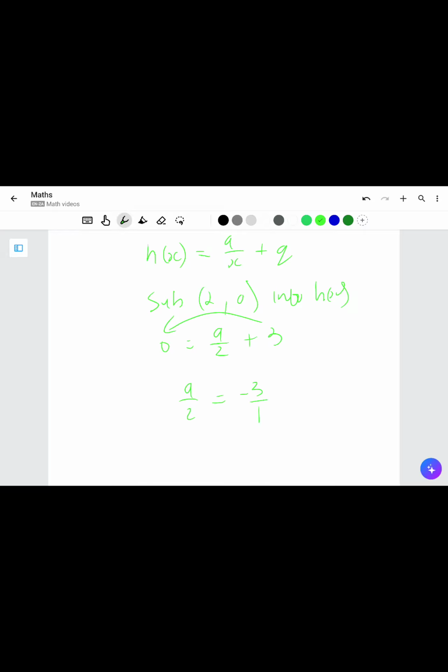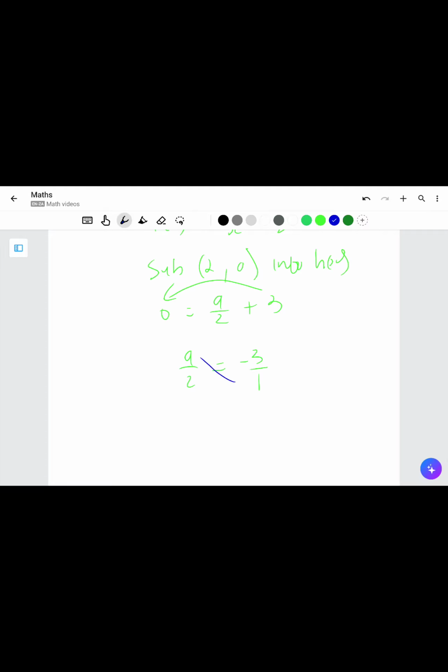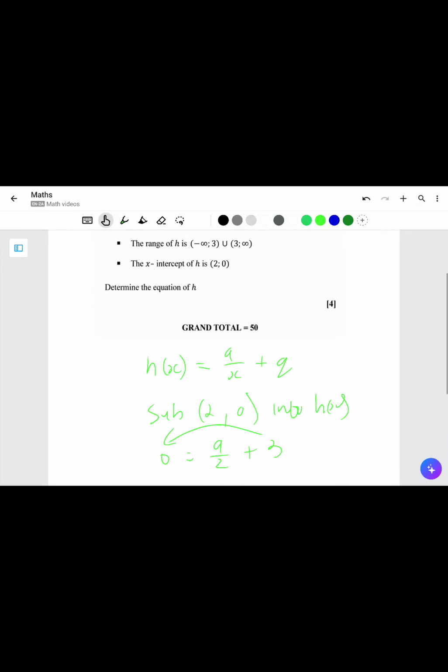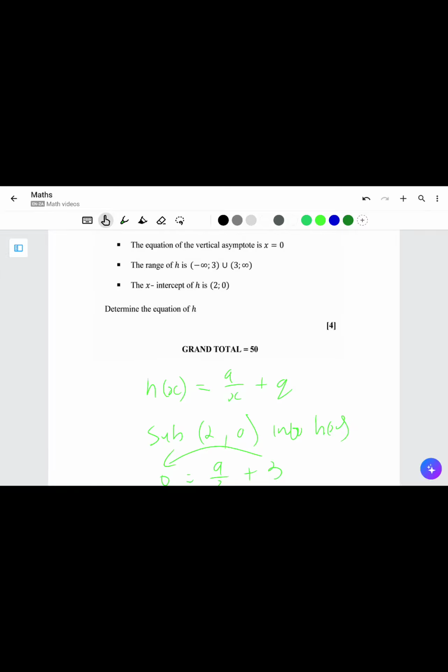If you saw all my previous videos, normally the easiest thing to do here is just say let's cross multiply. So what are we going to get? We're going to get a equals negative 6. And that is as simple as it can be, guys. We can now say that therefore h of x equals negative 6, your a value, over x plus 3. And that will give you your equation of h for 4 marks.